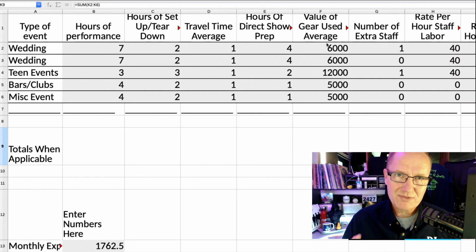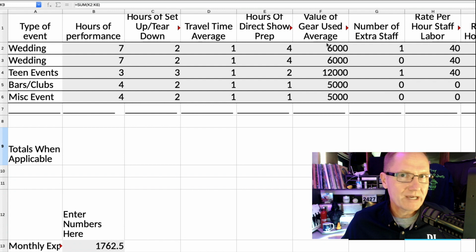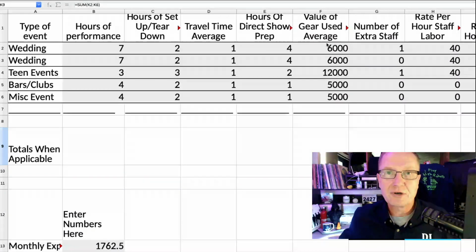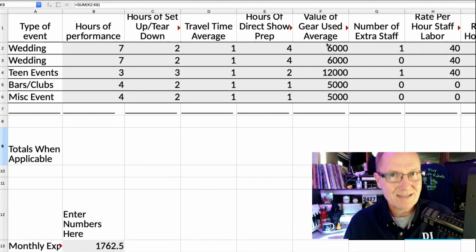Now, when it comes to figuring out how much your gear should cost against the price of an event, there are a couple of different rules of thought. Some people like to say, hey, if I had to go rent it, this is what it would cost to rent the gear. That's legitimate in some situations, but in most situations, you're not going to get a rental price for the gear you're using. So what I like to do is take 5% of the cost of the gear and put it against that show.